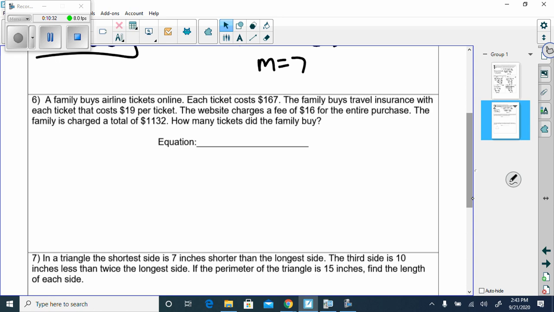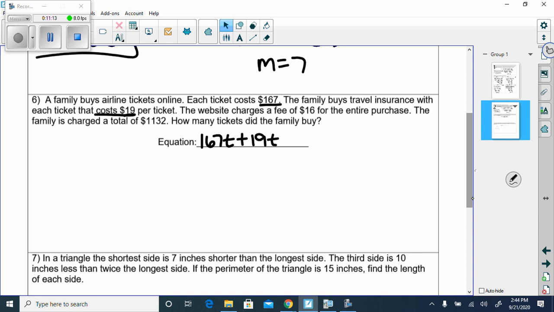Okay, so we know that each ticket is $167, right? So let's start with that. Do we know how many tickets we bought? Yeah. So what do I need to put with that 167? Very good. Maybe T for ticket. Okay. And each ticket has travel insurance. So what am I doing? What operation? Plus 19. So T, right. It is per ticket as well. Good.